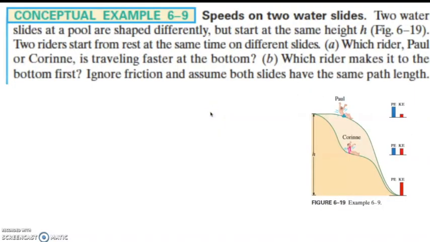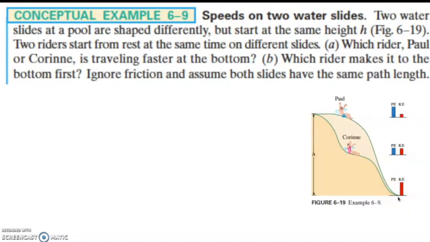Okay, we got 2 water slides. 2 water slides in a pool are shaped differently, but let's start at the same height. So 2 riders start from rest at the same height on different slides. Which rider, Paul or Corian, is traveling faster at the bottom, and which rider makes it to the bottom first? Ignore friction and assume both slides have the same path length. So if potential energy is the same when they start, then they're going to have the same kinetic energy at the bottom. Okay, so their speeds are going to be the same.